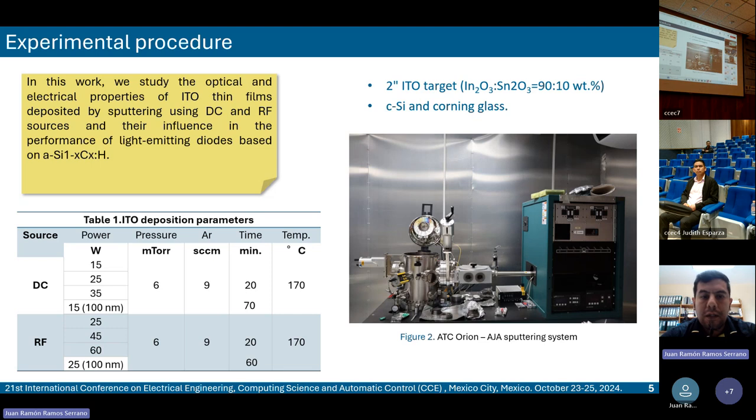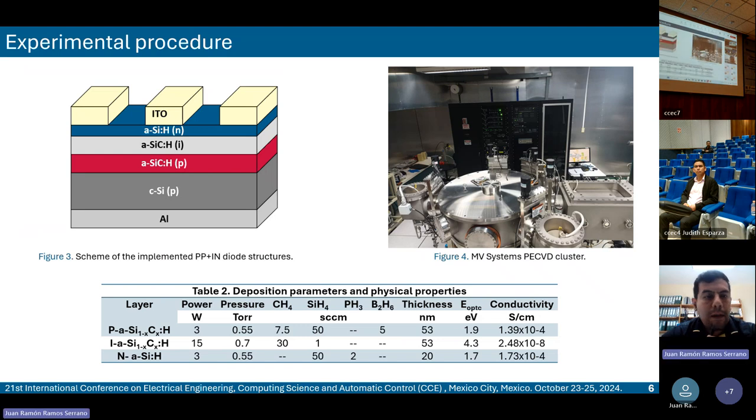Figure 2 shows the sputtering system used for this work. Figure 3 shows the scheme of the implemented pin diode structures. The different layers were deposited by the PECVD technique. Table 2 shows the deposition parameters and some physical properties of each layer. Figure 4 shows the PECVD system.